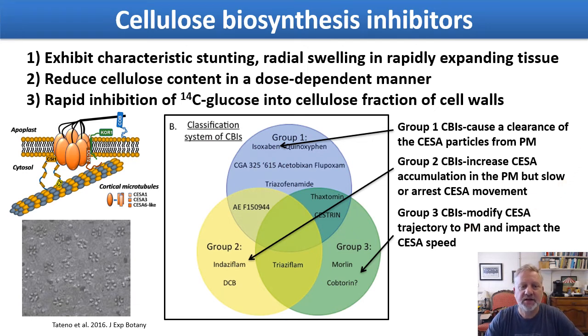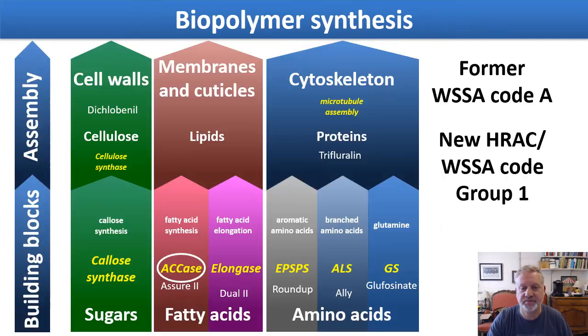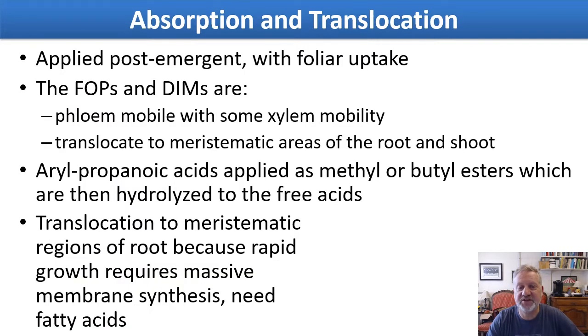And typically roots tend to swell, tissue expand because the cells cannot divide properly. And then there's reduced cellulose biosynthesis and incorporation. The other group will be in the fatty acid groups right here. So ACCase, acetyl-CoA carboxylase, is the first step in fatty acid biosynthesis.